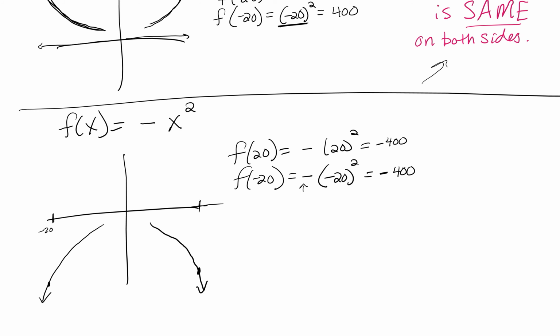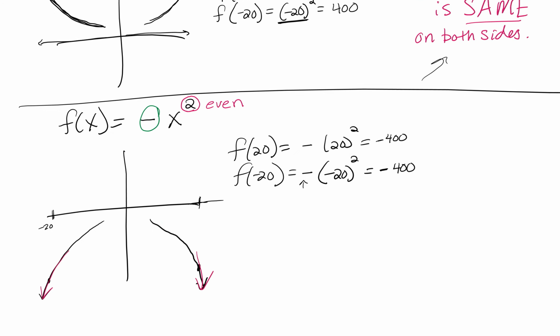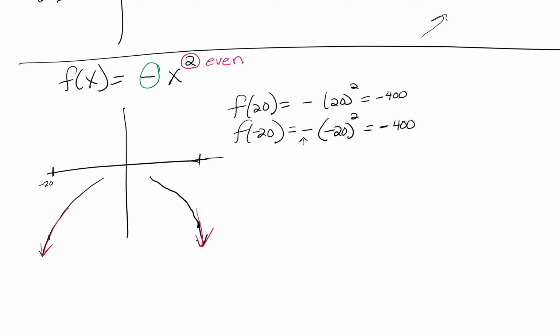So you can see already that our even degree is doing the same thing. We have a degree of 2, that number is even, and our even degree goes in the same direction for the end behavior. So this goes down and this goes down. Why did it go down? That is because our sign was negative. So up here, we had a positive sign, it went up. Down here, we have a negative sign, both went down. And again, they both go down if the degree is even.